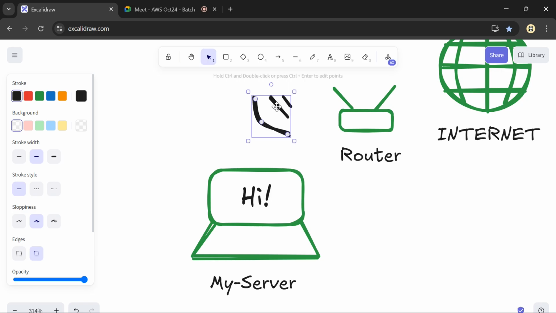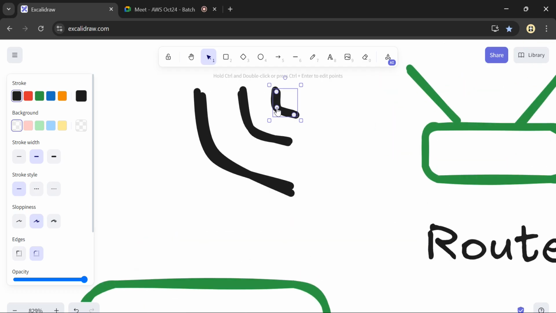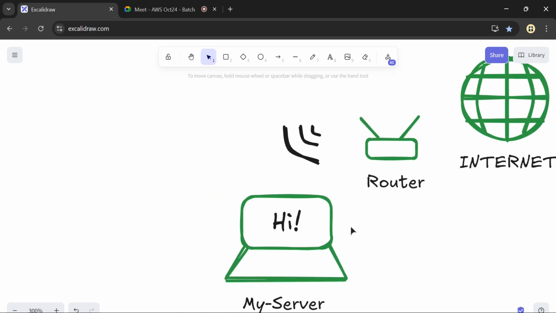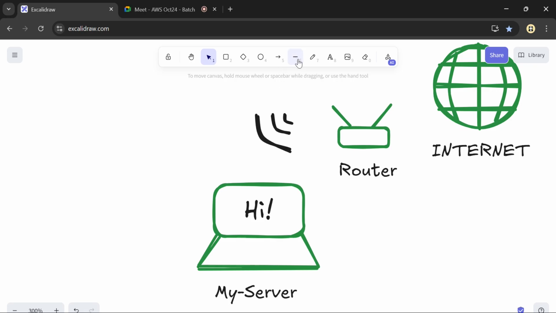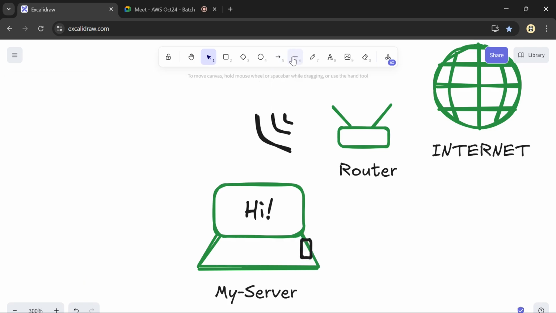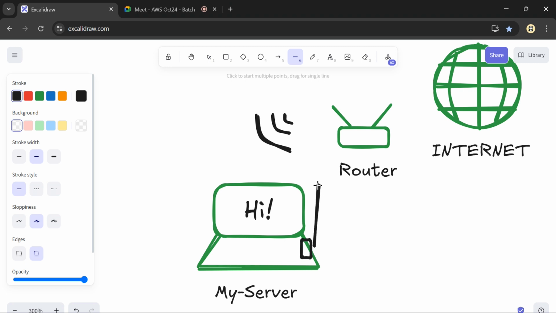Wherein I'm connecting via the Wi-Fi, or there is an alternate way wherein I can connect via cables. I can connect it using the Cat6 cables. In any way, I am connected with my router, right? So let me connect it using the cable. Okay, so this is my cable which is connected to my router.